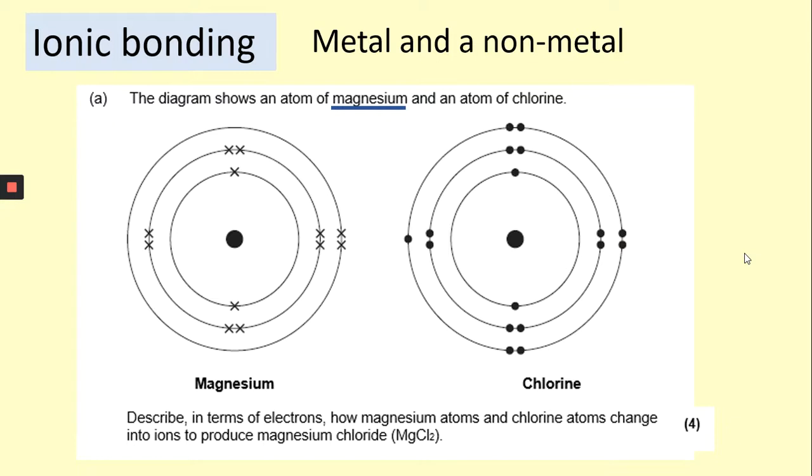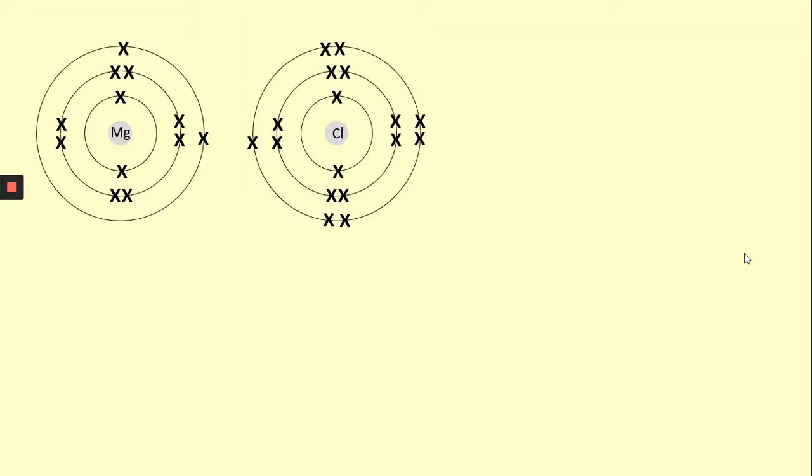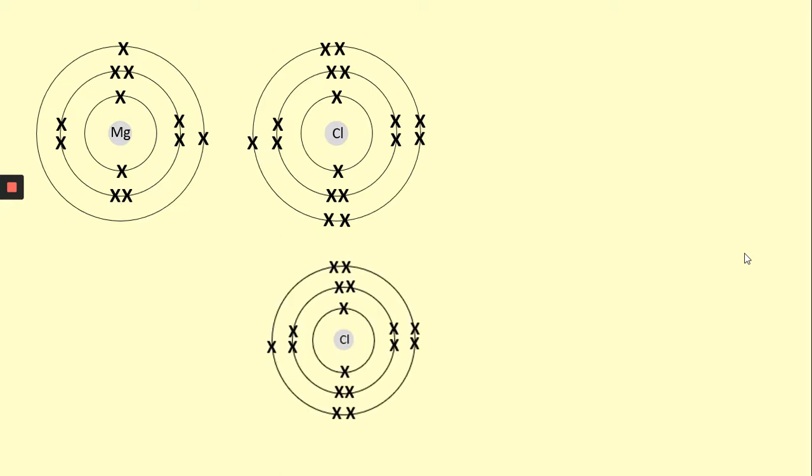Magnesium is our metal. It will lose electrons. Chlorine is our non-metal. It will gain electrons. So on your screen, you can see magnesium and chlorine already drawn out. As I've just said, chlorine can only gain 1 electron on the outer shell, which means we need to have 2 of them.